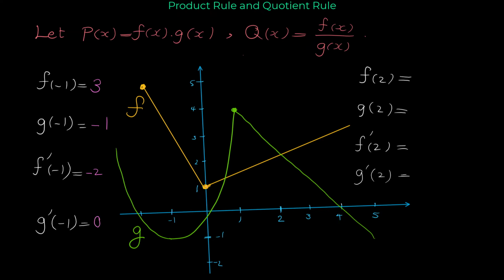Now let's find these values here. What is f of 2? When x is 2, the value of the function f is 2. What is g of 2? When x equals 2, the value of the function g, focus on the green function, the g value at point 2 is also 2.